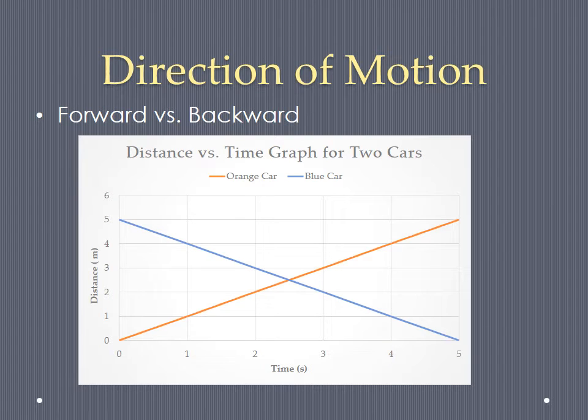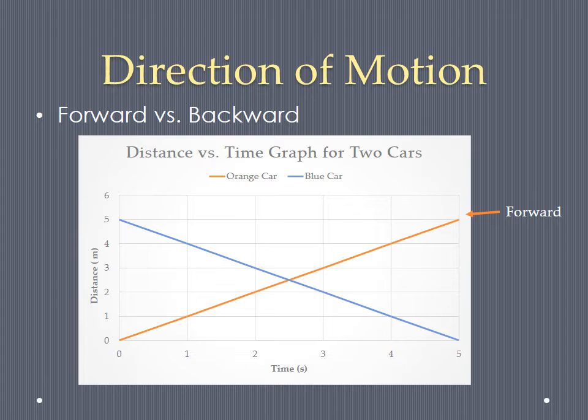The slope of the line in a distance time graph can help you understand the direction the object is moving, either forward or backward. If a line has a positive slope, then the y value always increases when x increases. A positive slope on a distance time graph indicates positive velocity, which means the object is moving forward, just like the orange car in this graph. So if you look at the x and y values closely at each second on the orange line, every time x increases, so does y.